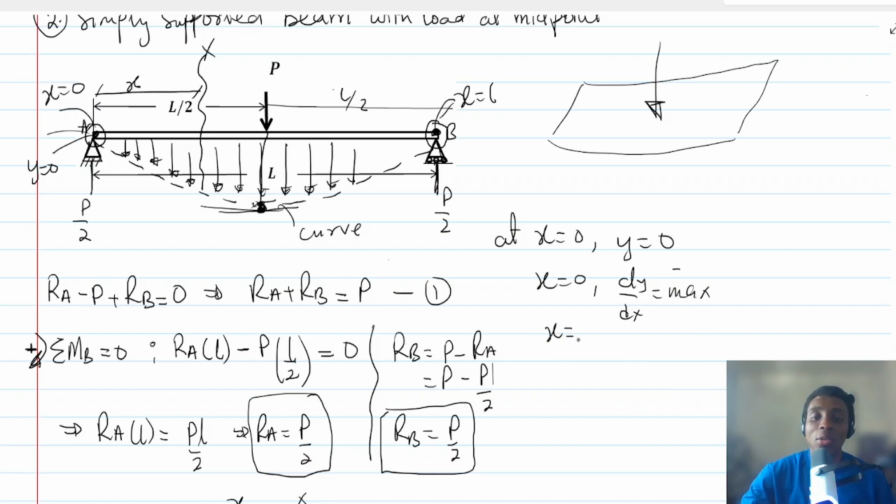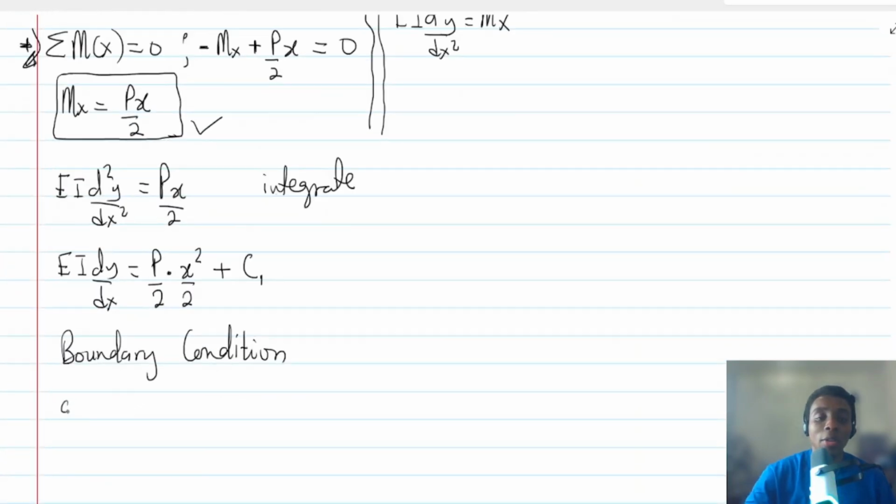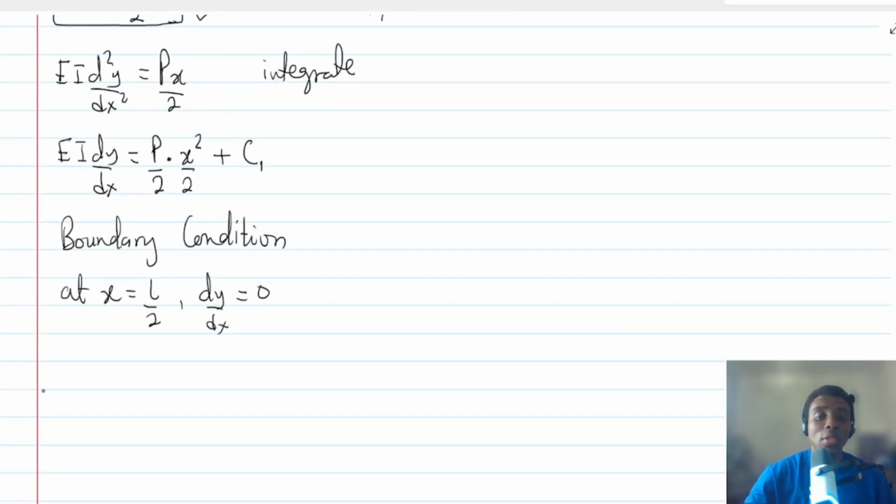So I can say that at x equals l over 2, that is the center, dy dx must be what? Must be 0. All right. So having gotten that, we can go back into the equation. Our boundary condition at x equals l over 2, the center, is that the slope is 0. Now we can substitute that into the equation. We say that EI multiplied by 0 equals P over, so 2 multiplied by 2 is what? 4. Then x squared, which is l over 2. So please take your time and do it. So l over 2 squared plus c1.